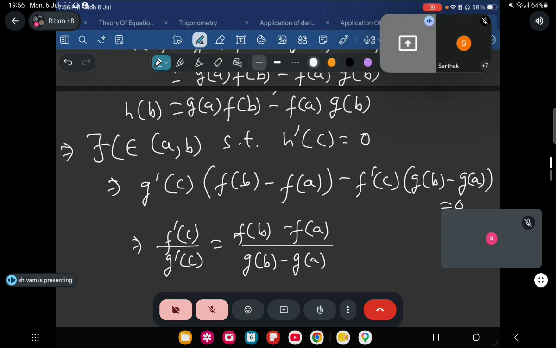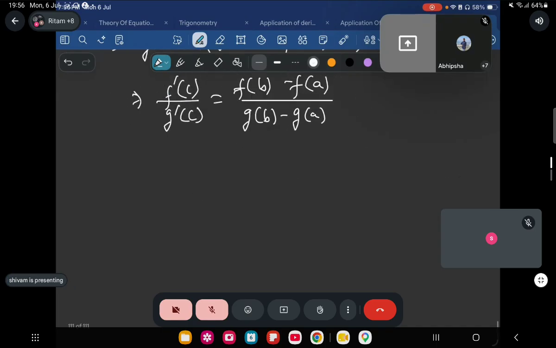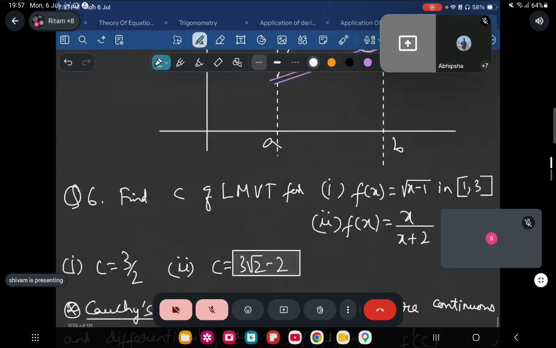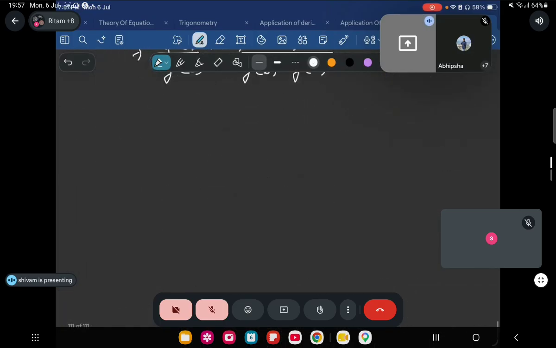Tell me, has everyone understood? Sarthak, Raktim, Ritam, Devatri, Aipsha? Yes, sir. Raktim, is it clear? Yes, sir.